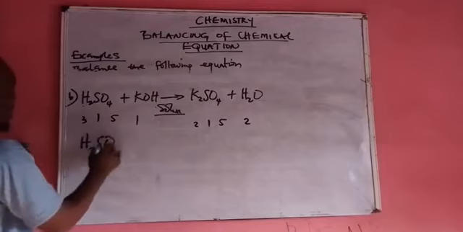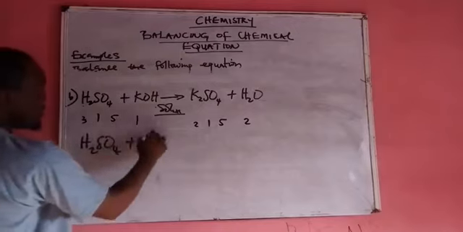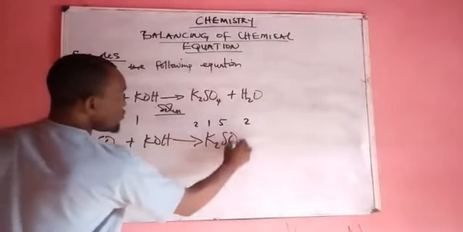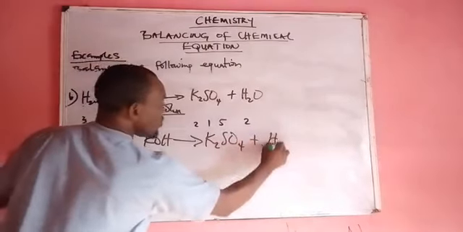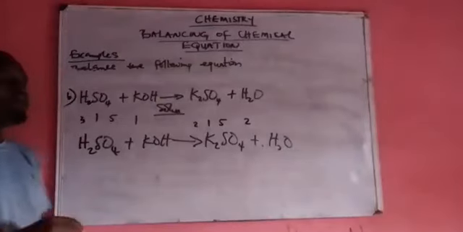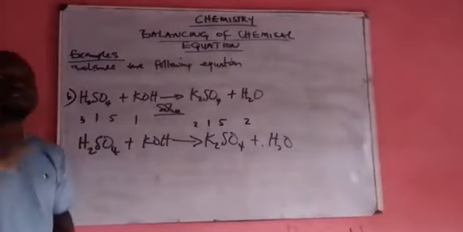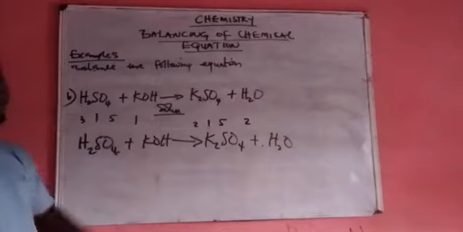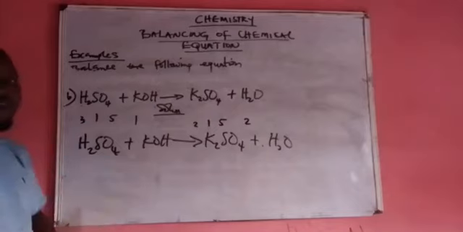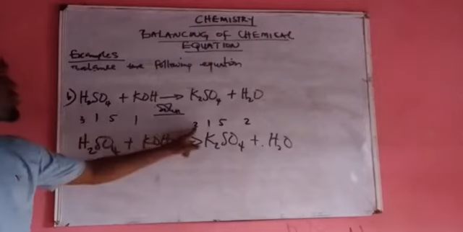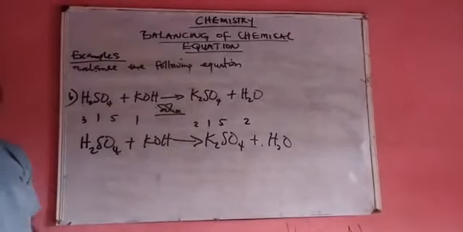So I'm going to be balancing it H2SO4 plus KOH equal to what? K2SO4 plus H2O. Now, when you are balancing a chemical equation, the main thing you should focus on are the ones that are causing the headache, the ones that make it not to be balanced. Like here, we have hydrogen and potassium. They are the reason the equation is not balanced.